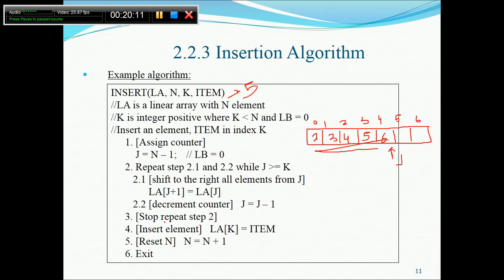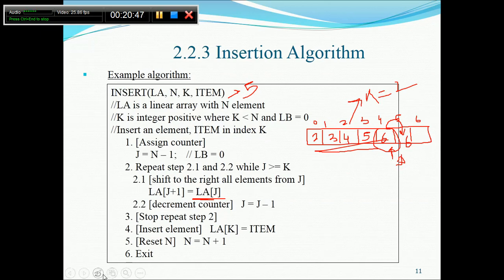Now repeat steps 2.1 and 2.2 while j is greater than or equal to k. What is k? Suppose I want to insert an element here. That is k. K is equal to 2. That is the position I want to insert. Currently j is greater than k because j is 4 and 4 is greater than 2. So whatever we have in LA of j, the element 6 here, will be copied here, and j is equal to j minus 1.